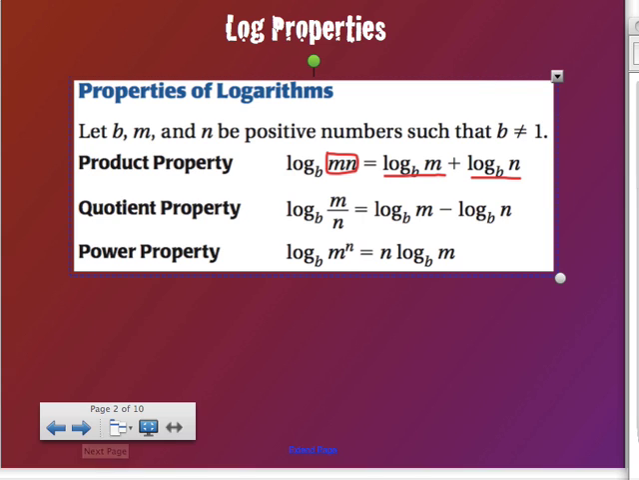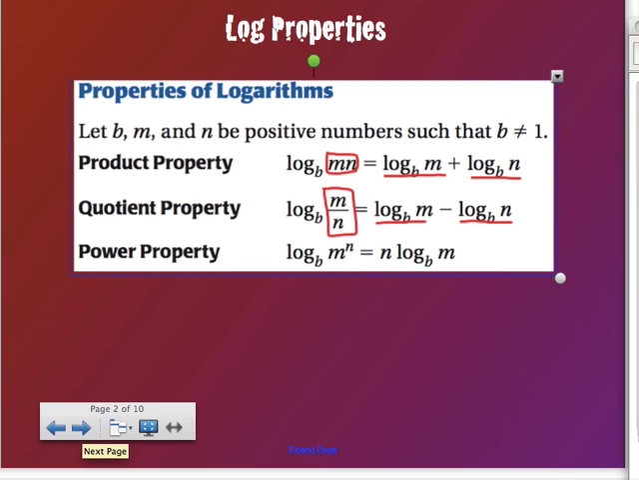The quotient property is very similar. When you have two numbers being divided inside the log, in this case m divided by n, that's the same as splitting them apart and subtracting them instead. The top minus the bottom. The m is on top, subtract the n that's on the bottom.